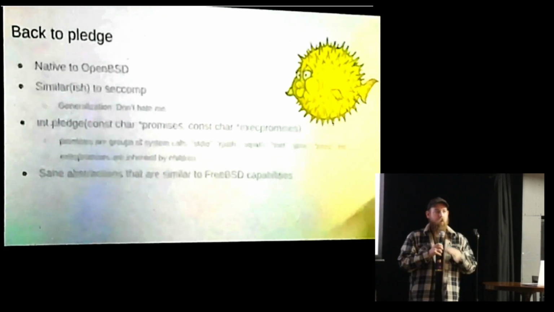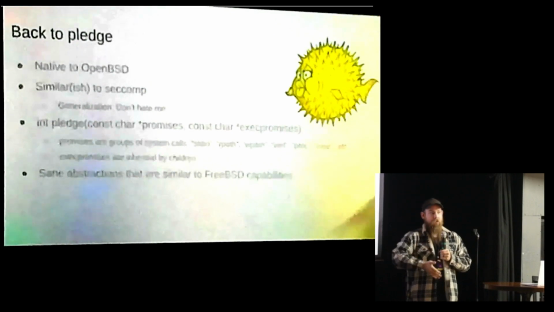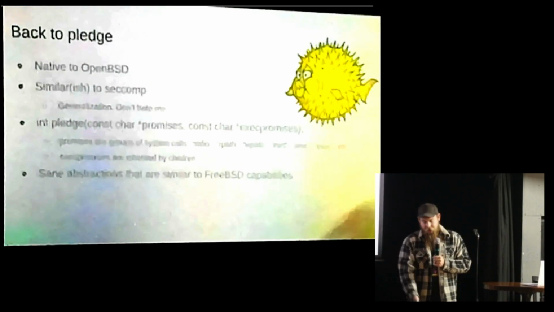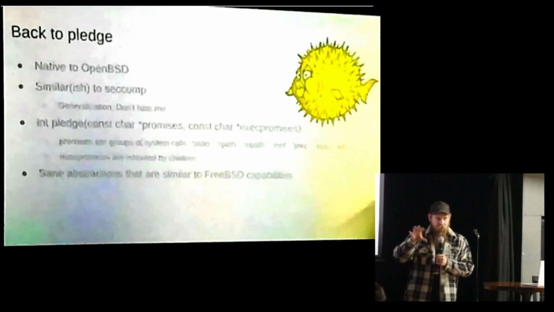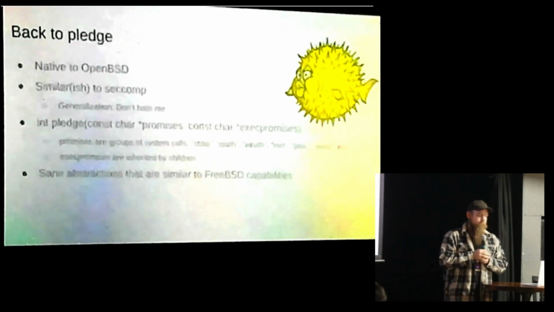So again, this is a one-way street. You basically say, I am going to do this thing, and if I fork, if I create a child process, if I do anything, it's still going to apply if it's in exec promises.